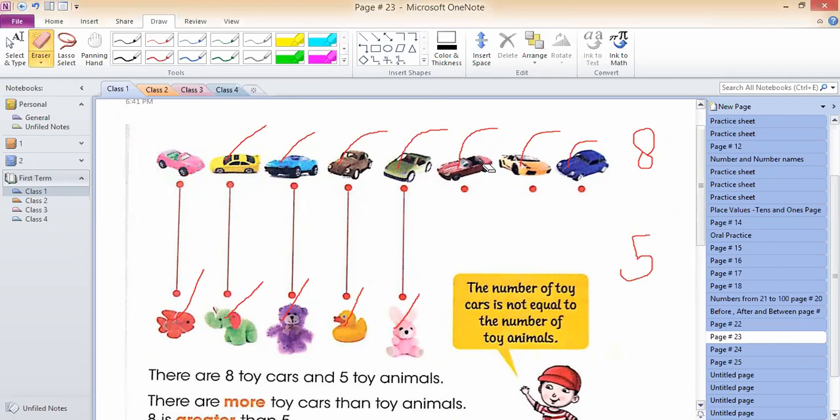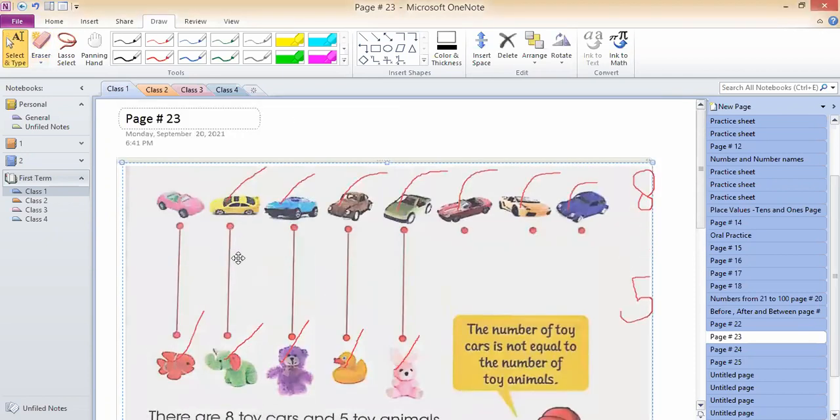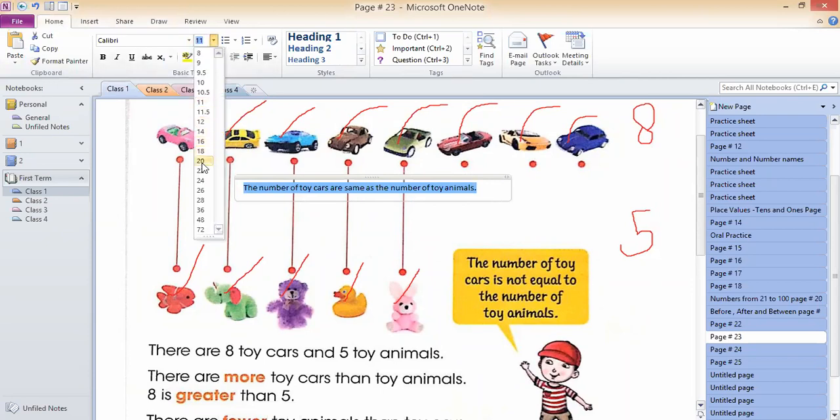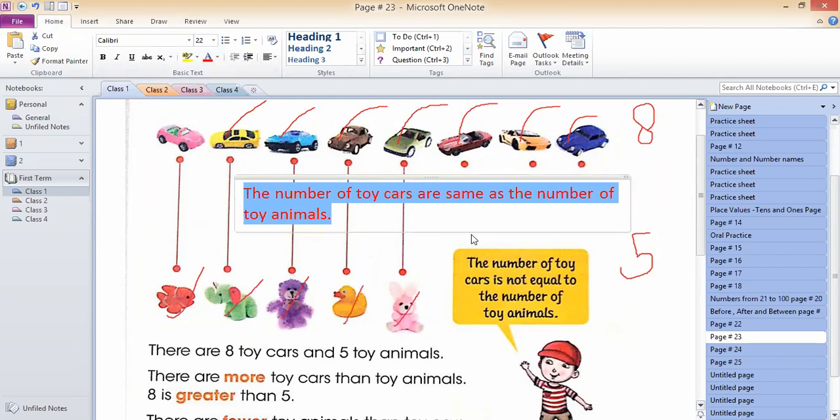So guys, are the toy cars and the toy animals the same? Can I say the number of toy cars is the same as the number of toy animals? Can I say that? What I am saying, I'm going to write here so that you can tell me whether it is correct or not. I am saying the number of toy cars is the same as the number of toy animals. Is it a true statement or a false statement?